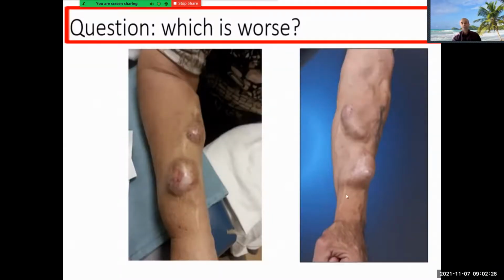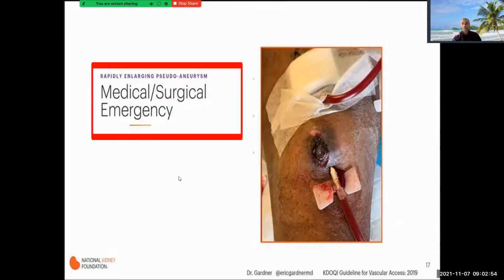Question: who is worse, this or this? What do you think? Which is the worst now? The right one or the left one? I think this is the worst one because this is shiny and a little bit more hypopigmented than this, and this looks like ulceration here. This is the most risky fistula and needs to be referred to a vascular surgeon. This is a surgical emergency.